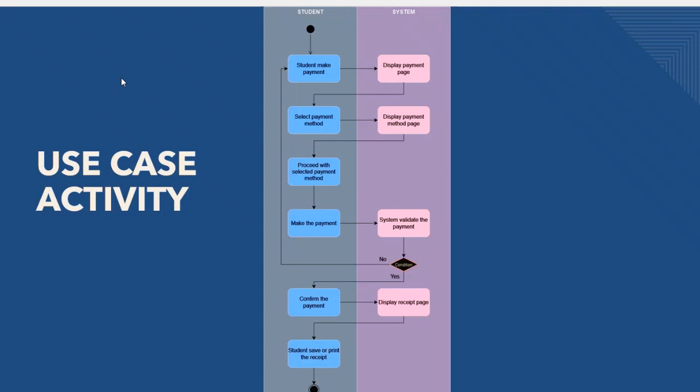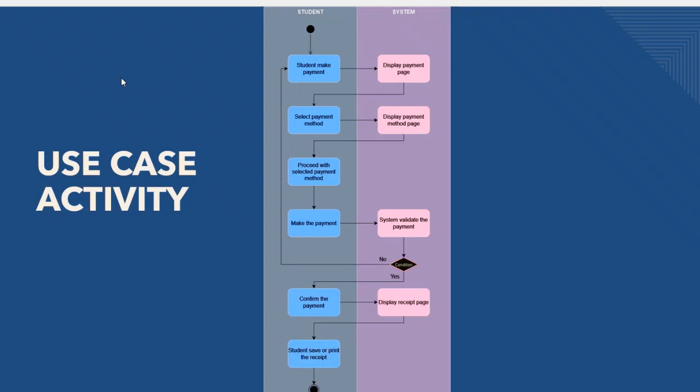The first step is the student makes the payment. After that, the system will display the payment page. After that, the student selects the payment, and at the same time the system will display the payment method. Then the student will proceed with the selected payment method, and then he or she will make the payment, and then the system will validate.